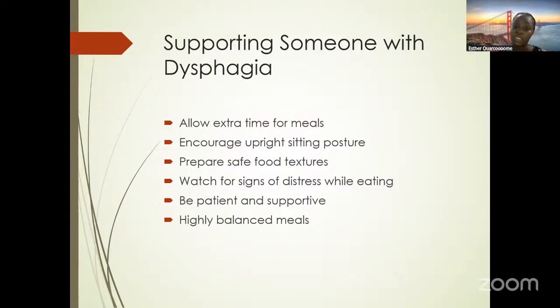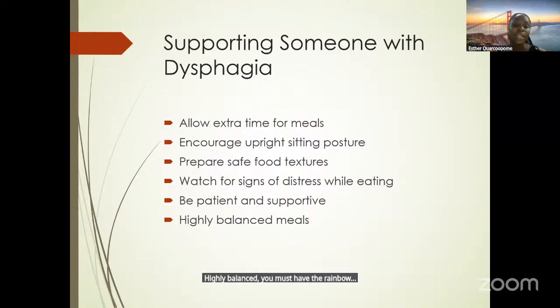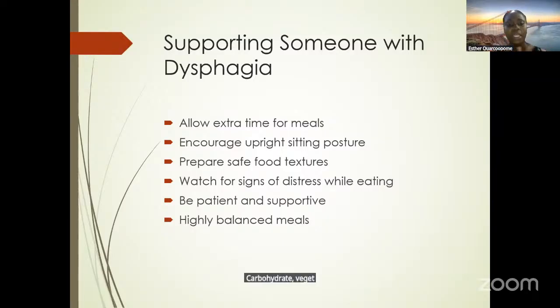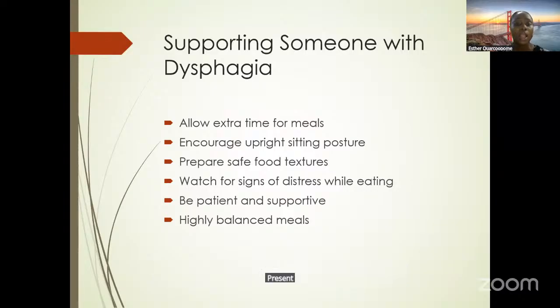Feeding someone is not easy, but we have to be very supportive. And the diet has to be highly balanced. We must have the rainbow food where we have our proteins, carbohydrates, vegetables, everything inside of food. Even if it's going to be pureed, all of them have to be present enough to let the person have good nutrition.